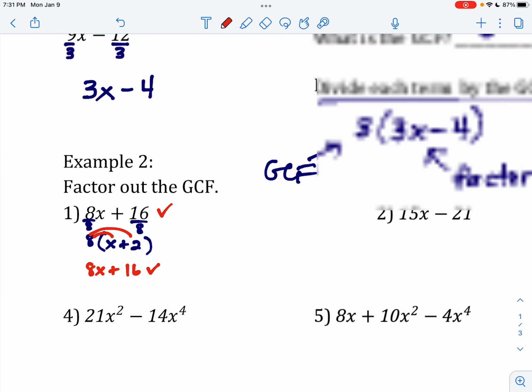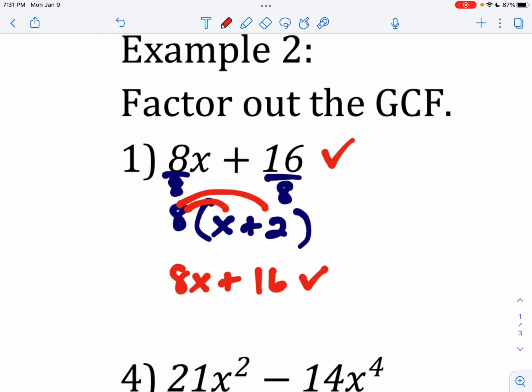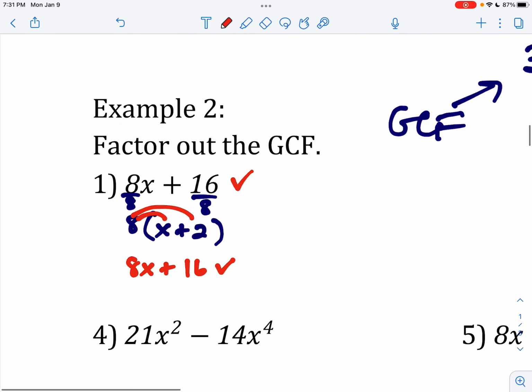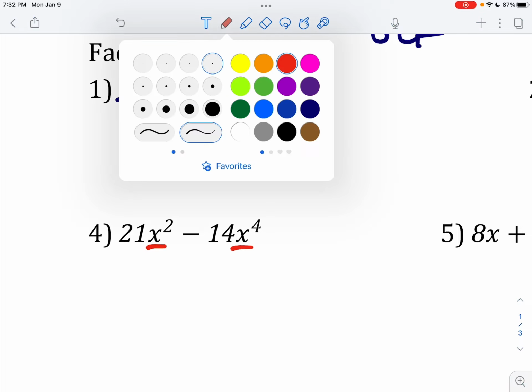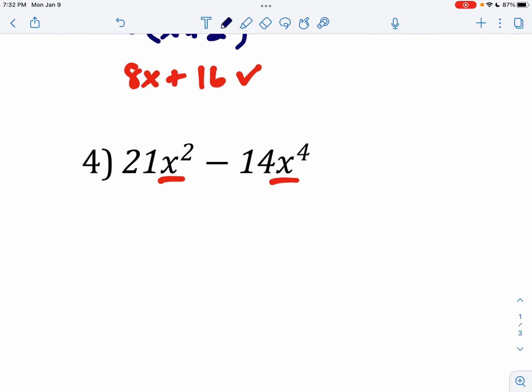What you want to be careful and look for is when you have, like number 4, extra variables, what happens if I don't take out enough? So my greatest common factor here of the numbers would be 7, because I have 21 and 14. So 14 can't go into 21, but 7 can go into both of those.